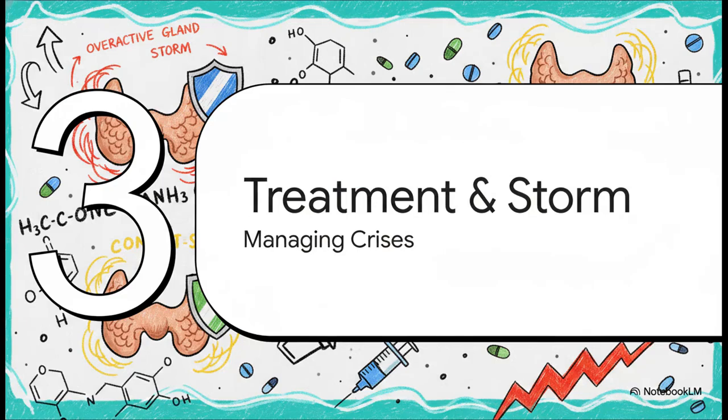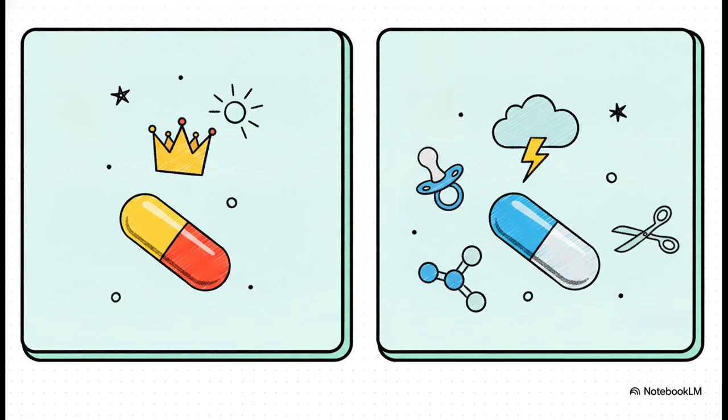All right, Section 3, Treatment and Thyroid Storm. So we know how it happens, right? Now, let's transition to the counterattack. How do we pharmacologically tame this overactive gland? And what exactly do we do when it spirals into a life-threatening crisis?